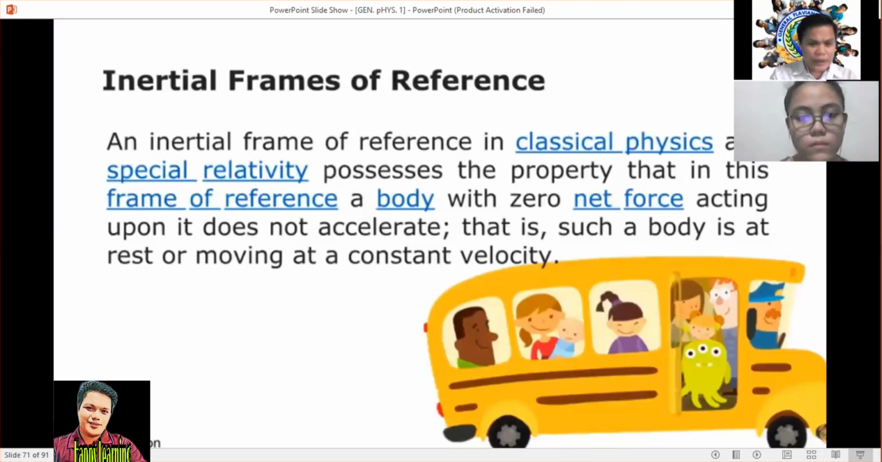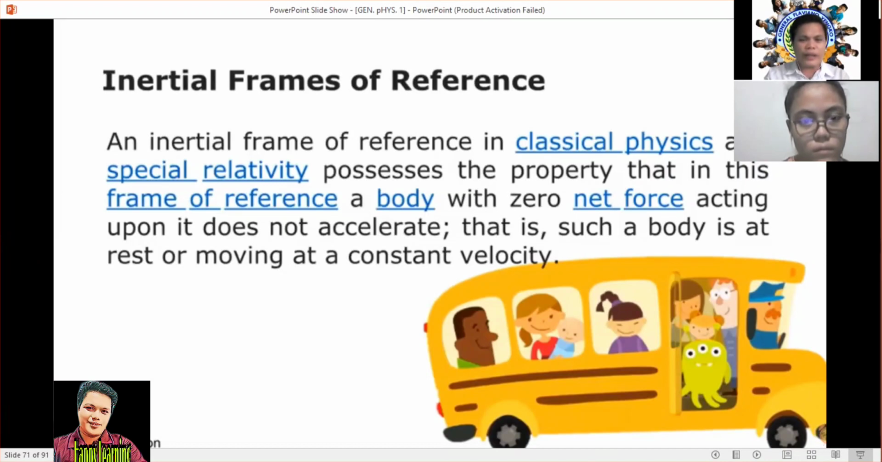So paano po ba natin i-illustrate itong inertial frame of reference? Ang sabi po dito, possesses the property that in the frame of reference, a body with zero net force. Ibig sabihin, when we say inertial frame of reference, it is a body at rest.